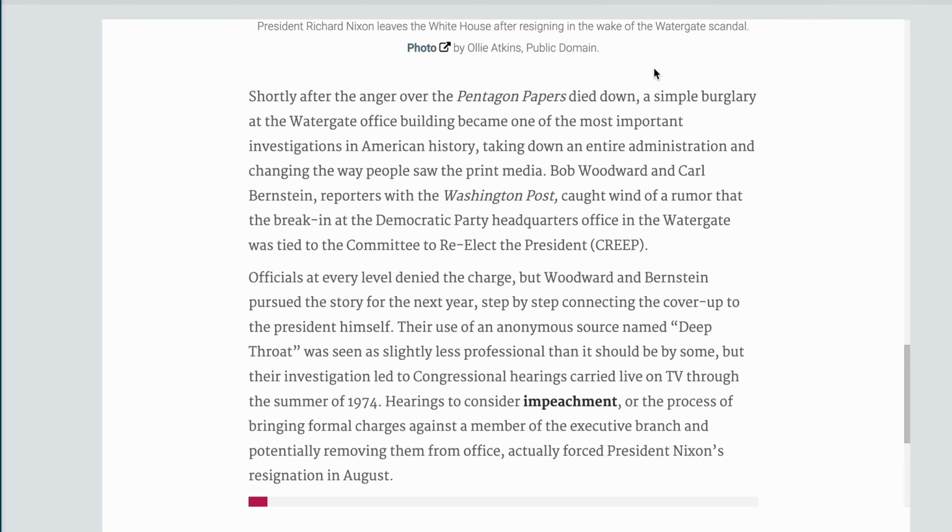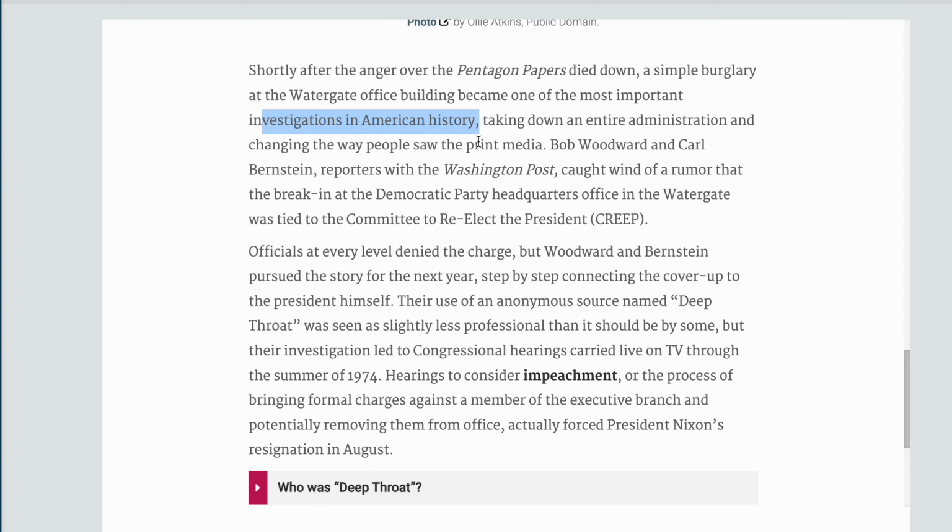After the Pentagon Papers died down, we have another one: the Watergate scandal, and the Watergate office building became the site of one of the most important investigations in American history. So what happened during that period of time?